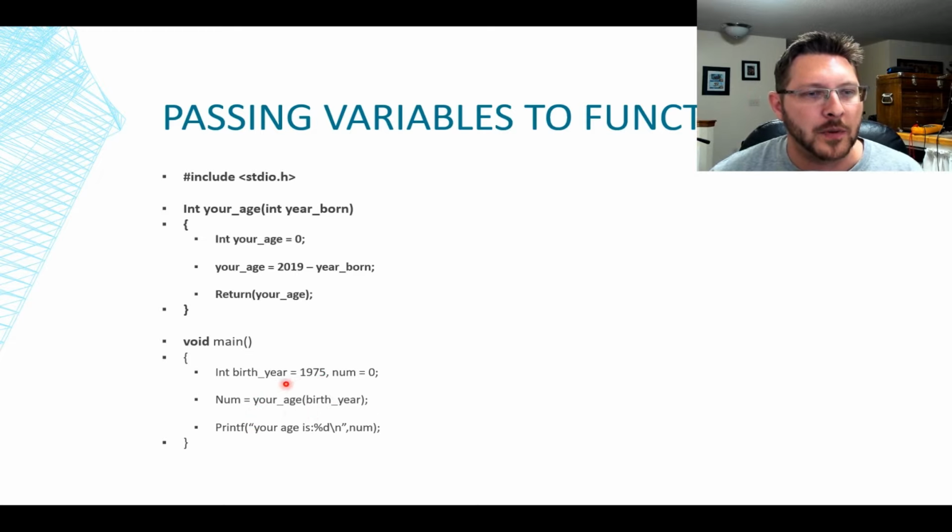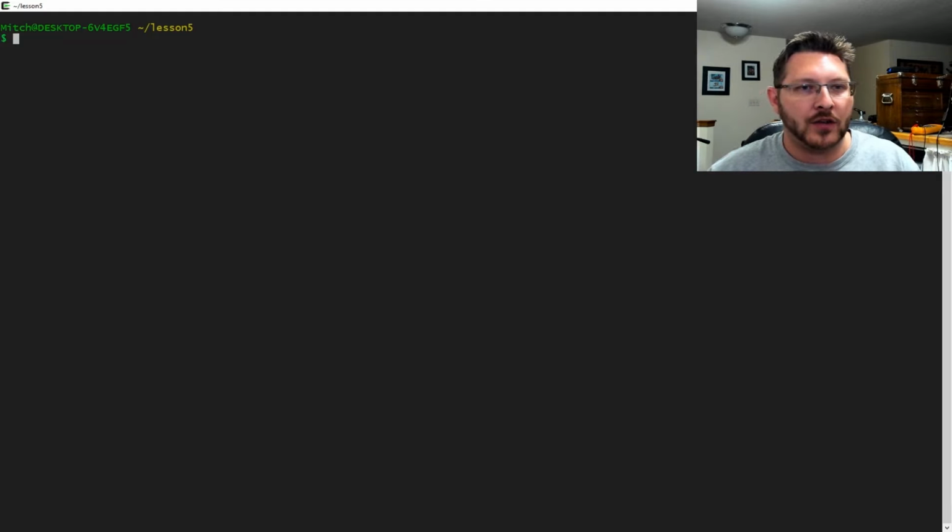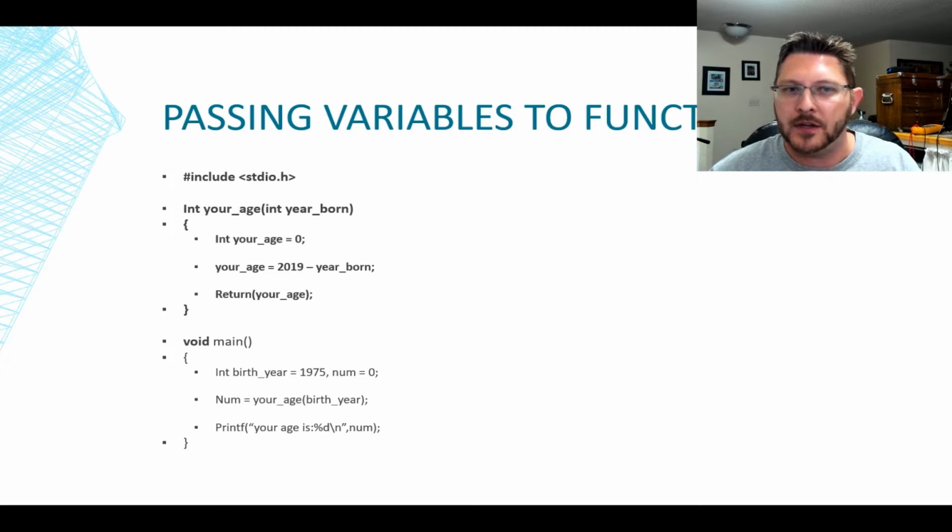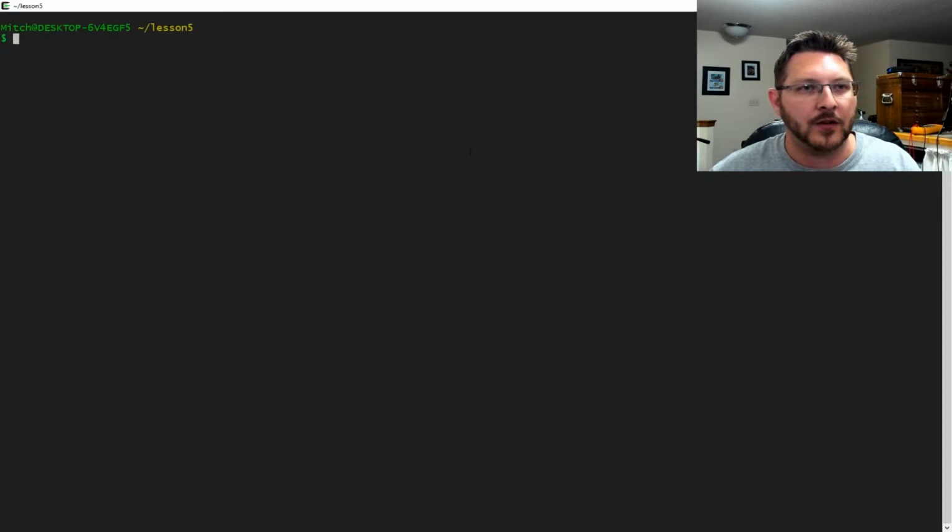So anyway, put in that 1975, so then that goes in here. Then it should run 1975, take that from 2019, return that, it'll get stored in num, and then we print it to the screen. All right, so let's see how that works.